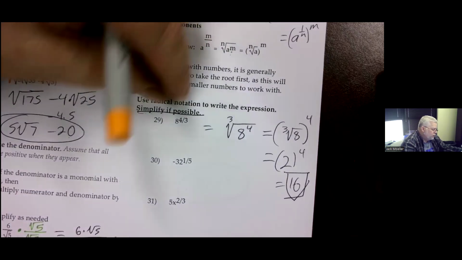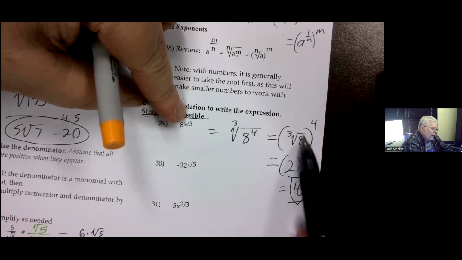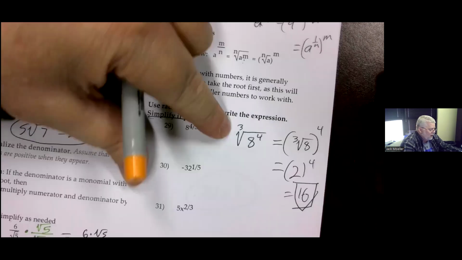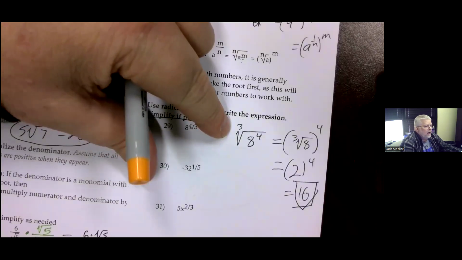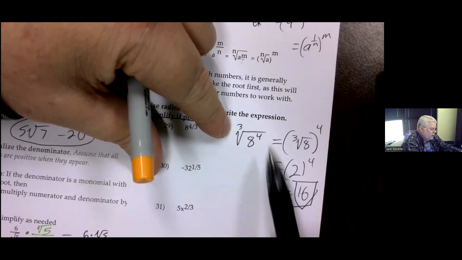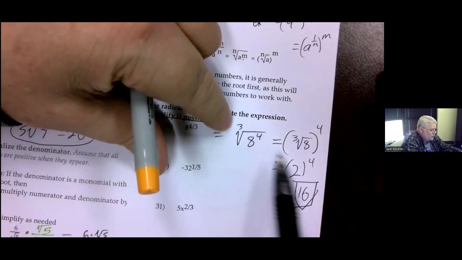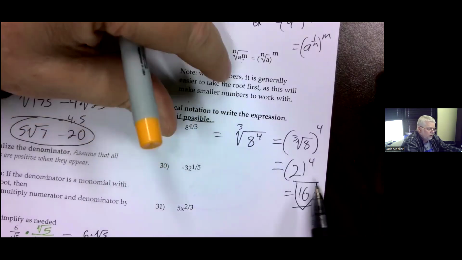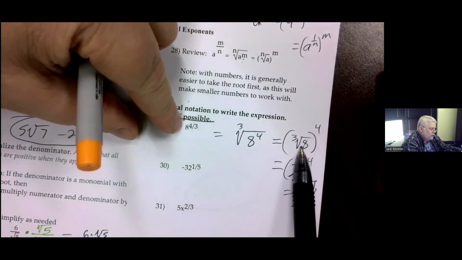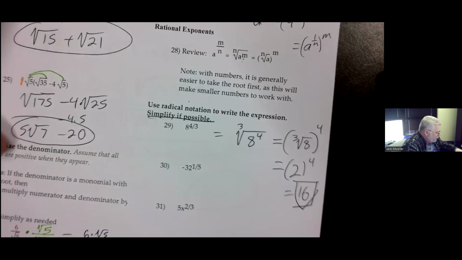So when you're dealing with simplifying numbers that have fractional exponents, actually doing the radical first is going to give you smaller numbers to deal with. I couldn't do this without a calculator. Well, I could, but it'd be some big factor trees, and I don't even want to mess with basically doing factor trees with 8. And so you're going to get lots of 2's to deal with. So just if you're simplifying numbers with rational exponents, do the radical first. So let's try 30.